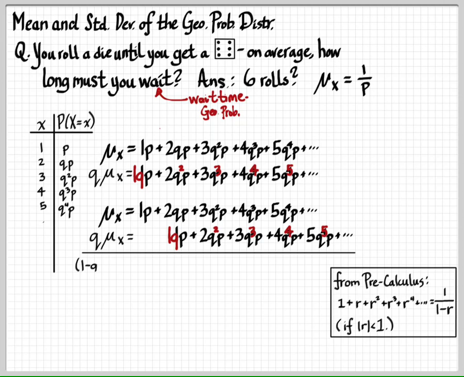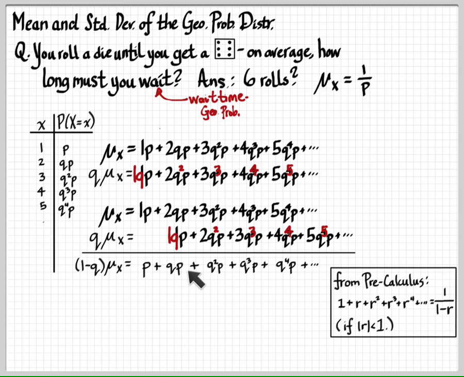So if I subtract, on the left side I have mu x minus q mu x. So that's 1 mu x minus q mu x, which leaves me with 1 minus q mu x. And then here I have like terms. I have nothing that's a like term with the p, so I just get p. Then I have 2qp minus 1qp. That's 1qp. Then I have 3q squared p minus 2q squared p. That's 1q squared p. And you can see what's going to happen here: q cubed p, q to the 4th p. We got 4 minus 3, 5 minus 4, and so on and so forth. So when I subtract, I get this.